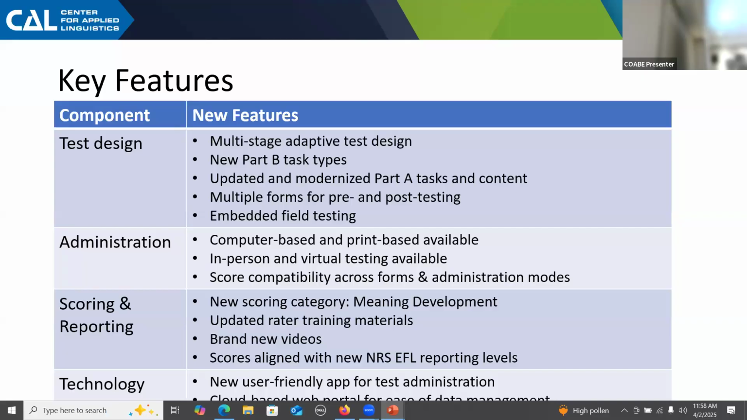So are you saying that the current scoring categories are going to stay the same, but you're just adding an additional one? Yes. There are scoring categories that stay the same as they were for the previous version of the test. The new category is only introduced for those Part B items that measure NRS levels 5 through 6. That is the only time when you will use that rubric category of meaning development, in addition to the other three.